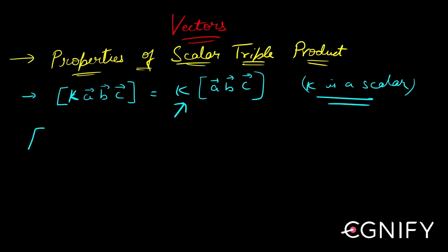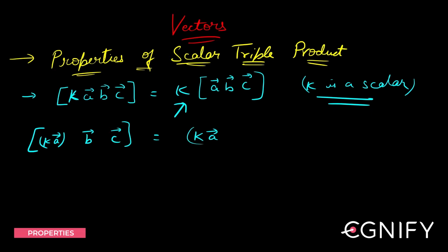So this k into a bar is actually k a bar, which is also a vector. So with b bar, c bar, you're taking the cross product, or for example, you're taking the dot product of k a bar with b bar and c bar. Let's look at it as something like this.